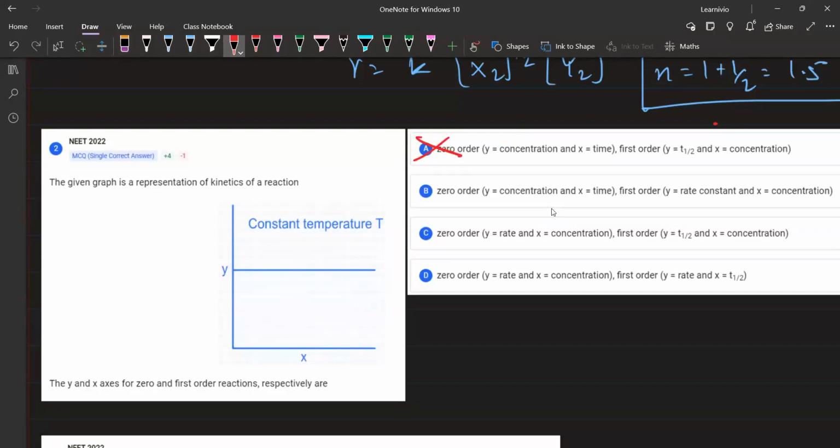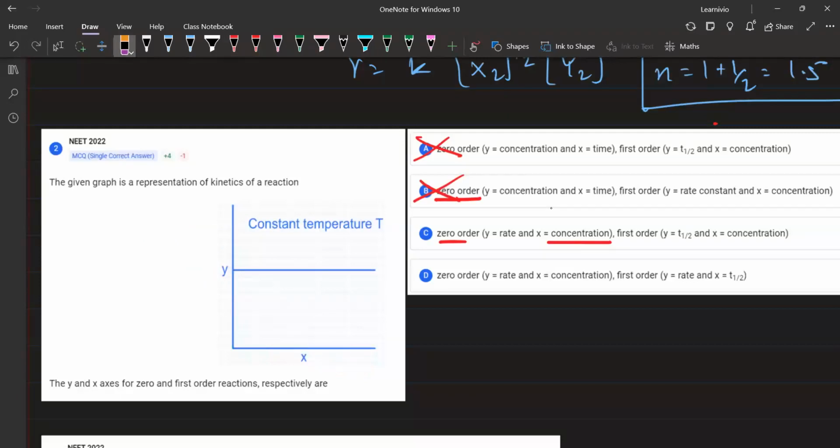Now, the second option says this graph can be of zero order for concentration and time. So this is also the same thing that we saw in option A. The C option says this graph can be for zero order where y is rate and x is the concentration. Yes, that is valid, because for a zero order reaction, the rate is independent of concentration. That is why no matter what concentration you take, the rate will still be the same. So the first part of option C is correct.